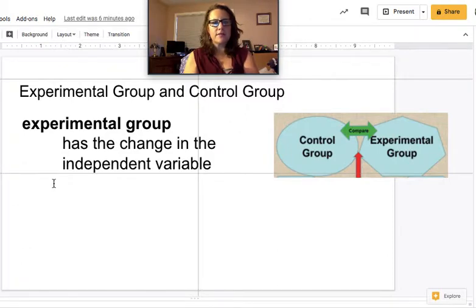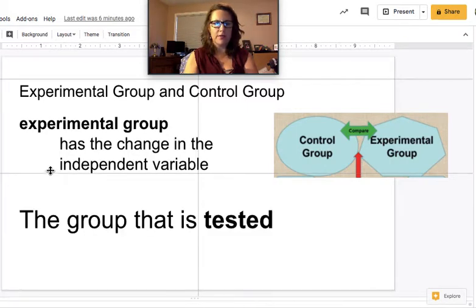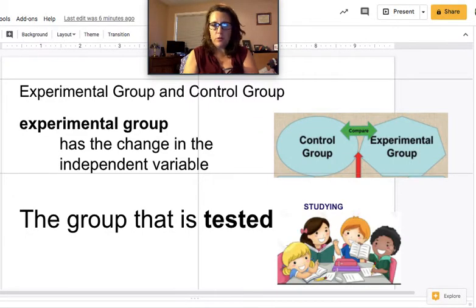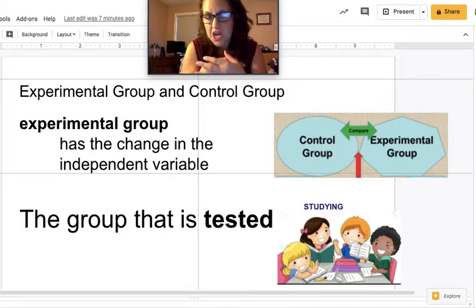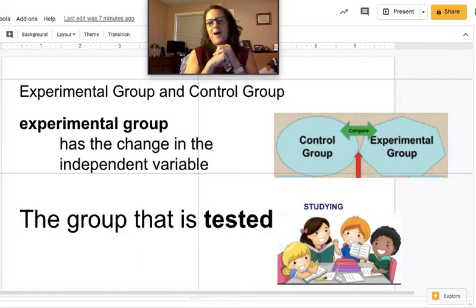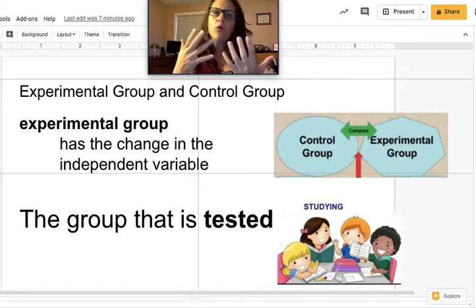In our case, the experimental group is the one that has the change in the independent variable. It's the part that's actually changed, or the part that's tested. In our experiment, we're trying to see the effect of studying on test grades. So our experimental group is going to be studying. It's the group of students that are going to actually be doing the studying. So you have these students and they study and they take their test. And you're like, oh, wow, look at their grades. They averaged an A+ on their tests. That would be your experimental group, but you really don't know if it was the studying that made the difference.